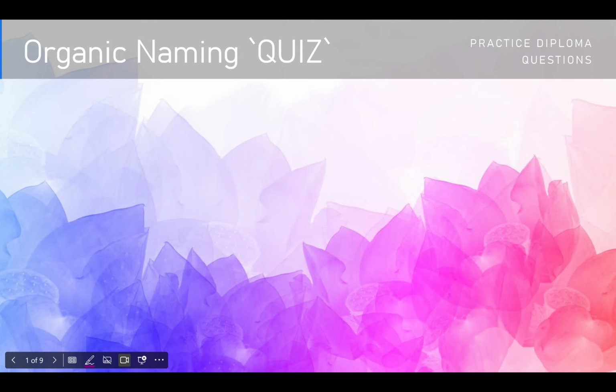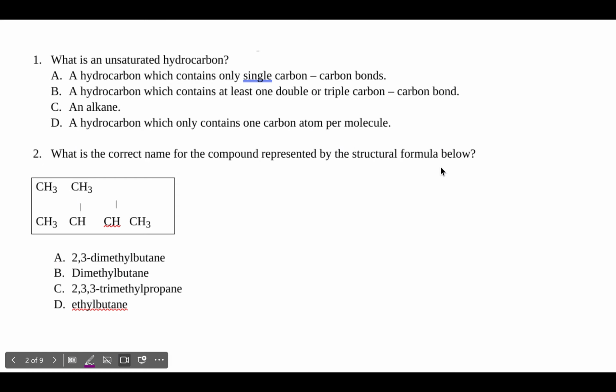Here is a quiz that I give to my Chem 30s, but I usually just do it for practice and not for marks, so I thought it would be a good one to go over. This is, as soon as we're done all naming, a chance to see that we know how to name. So your first one: what is an unsaturated hydrocarbon?